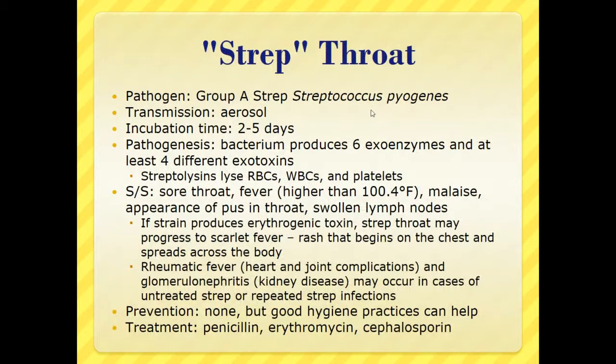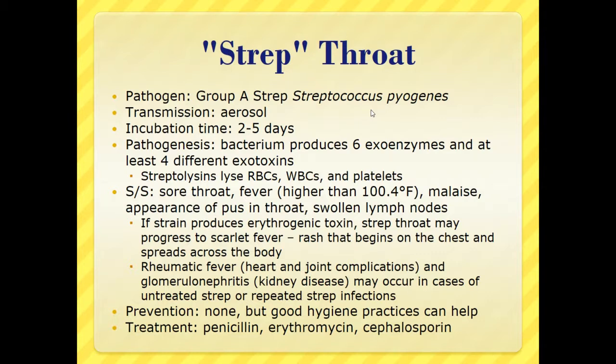So the first upper respiratory infection that we're going to look at here is what we commonly call strep throat. And strep throat is caused by our good friend Streptococcus pyogenes that we looked at in chapter 21. Like I mentioned before, Streptococcus pyogenes is a bad dude. At least six different enzymes, 4 different toxins.